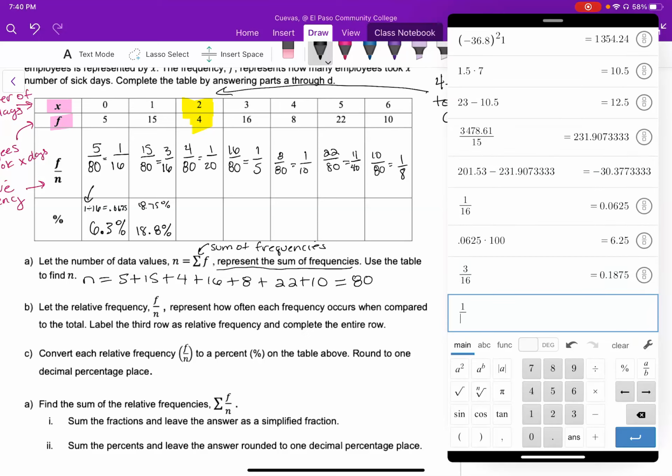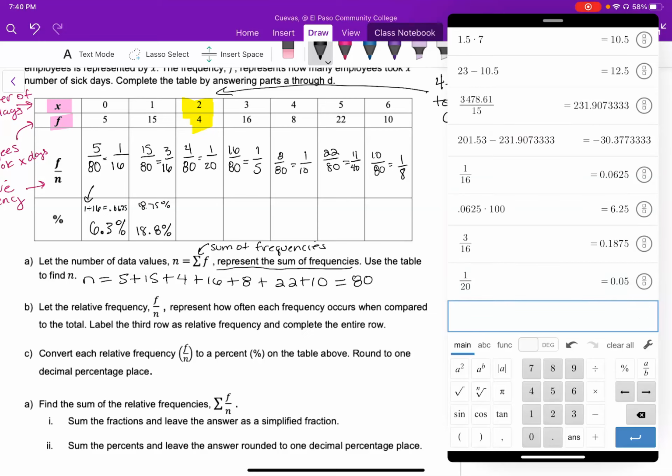1 divided by 20. This is exactly 5%. Now, don't confuse your rounding to 1 decimal place. Here, I don't change this to 0.1. I need to convert to percentage first, then round. So let's write that down here where it says round to 1 decimal percentage place. Convert to percent first, then round. That's what that means. Do not do it before. I'll keep reminding you of that.